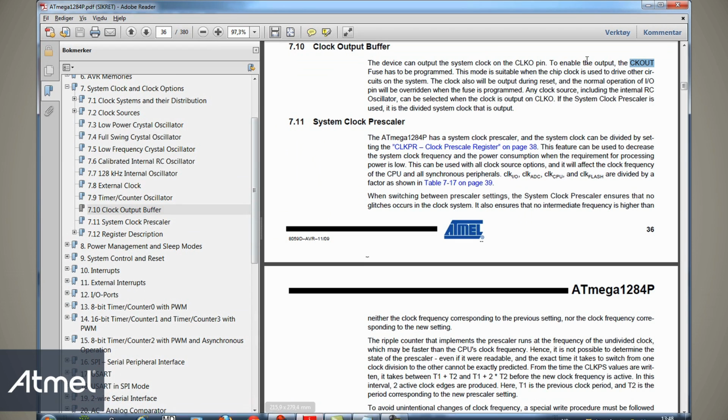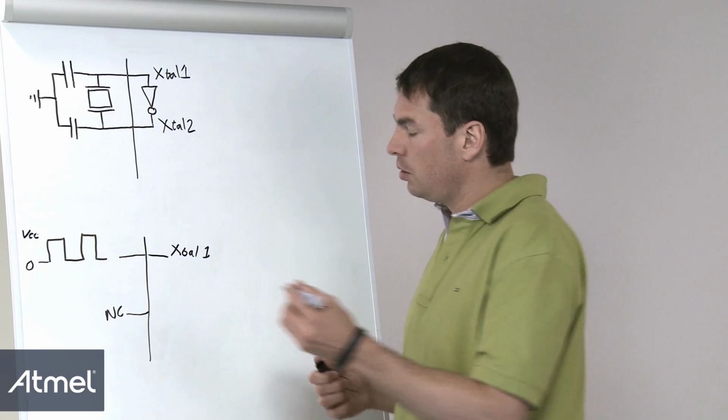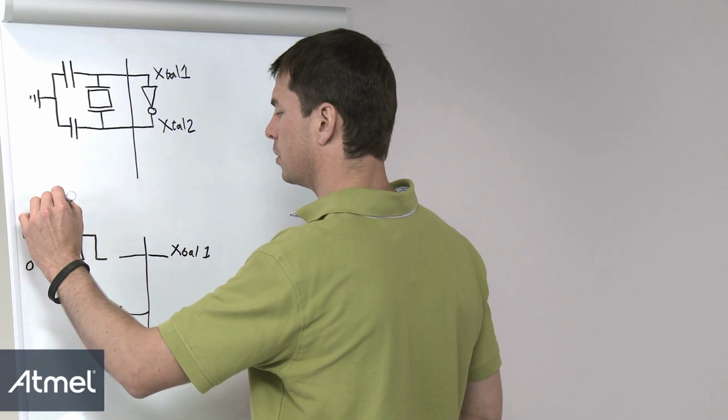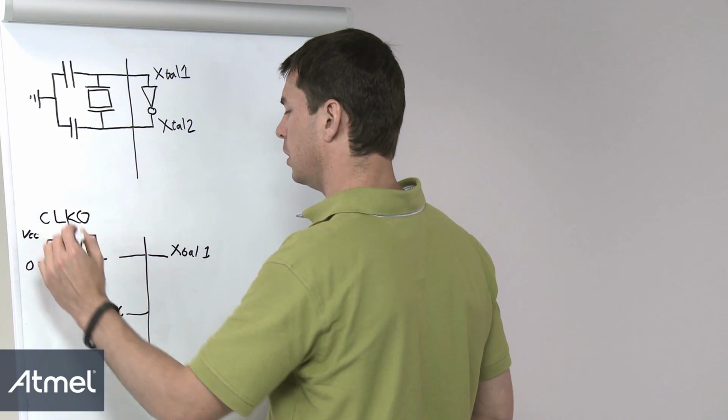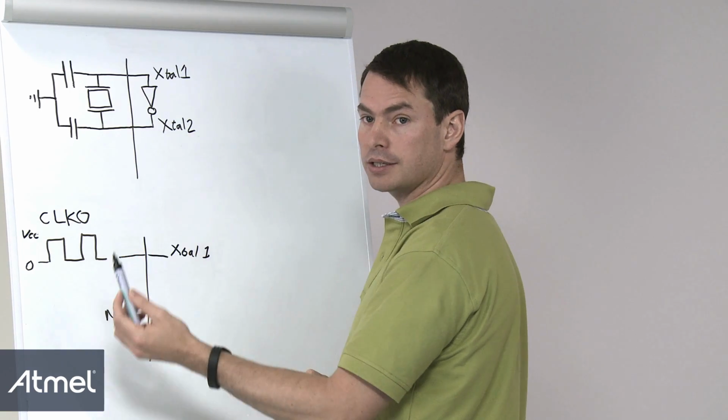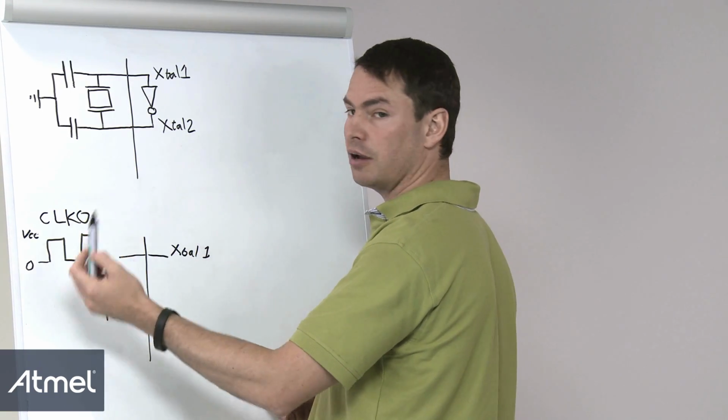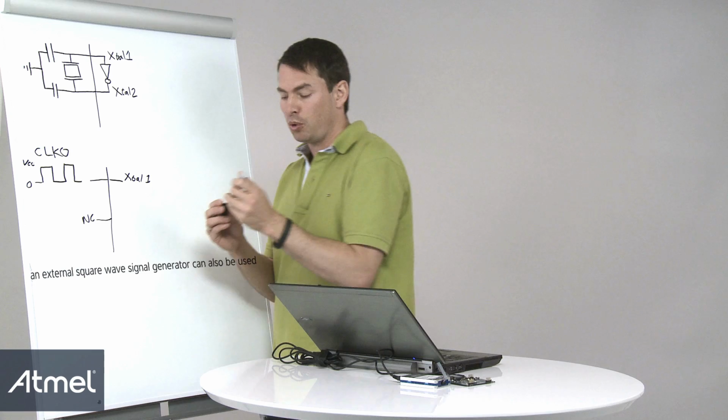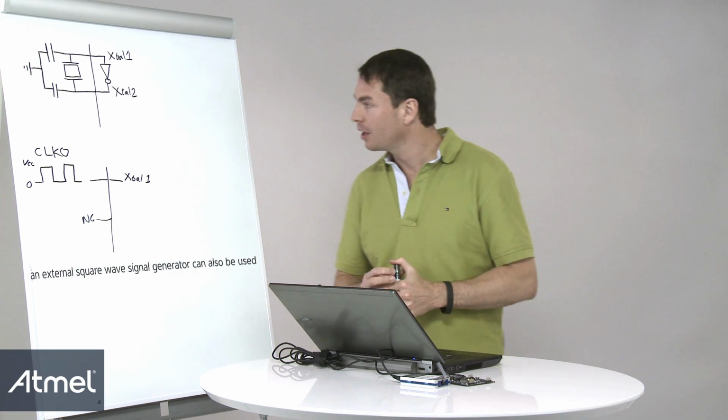And if we program this fuse, then a clock is output on a CLKO pin. So we could in effect use a second AVR to generate a pulse for the board which we have managed to kill.